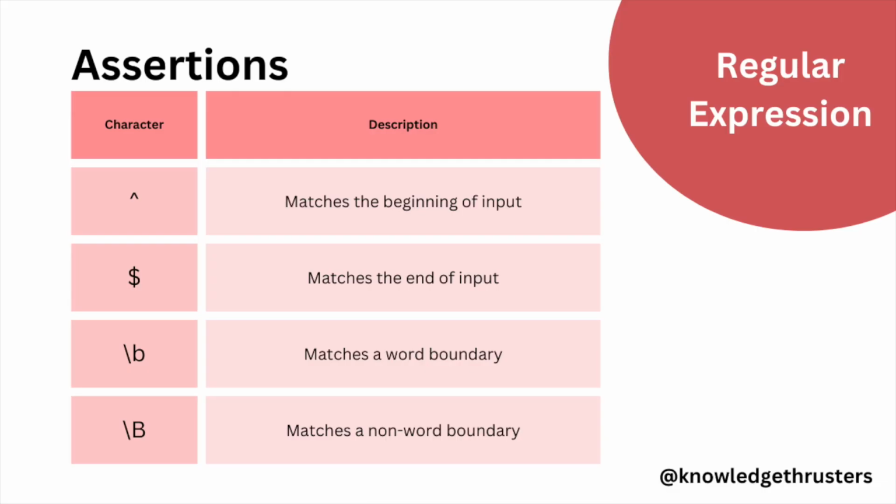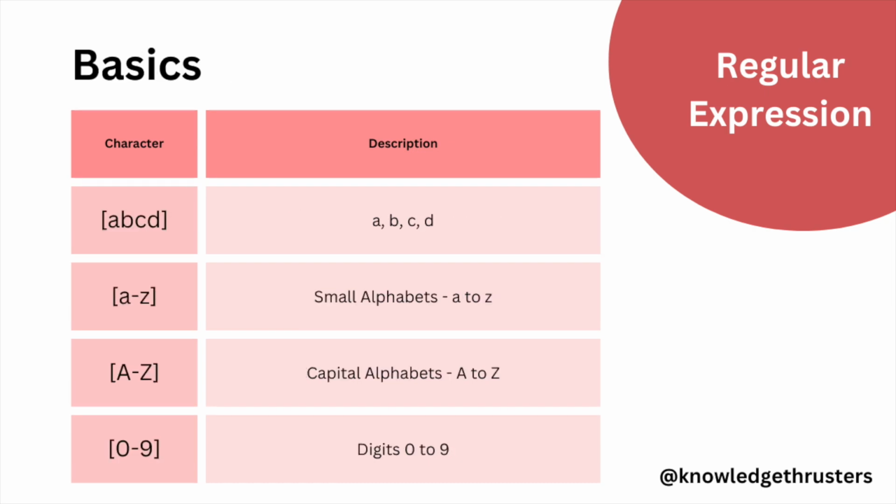Now let's see the individual characters. Caret means the starting of input. Dollar means the ending of any input string that you have passed. Slash B is a word boundary and slash capital B is the negative of that. Now let's get some basics of that.